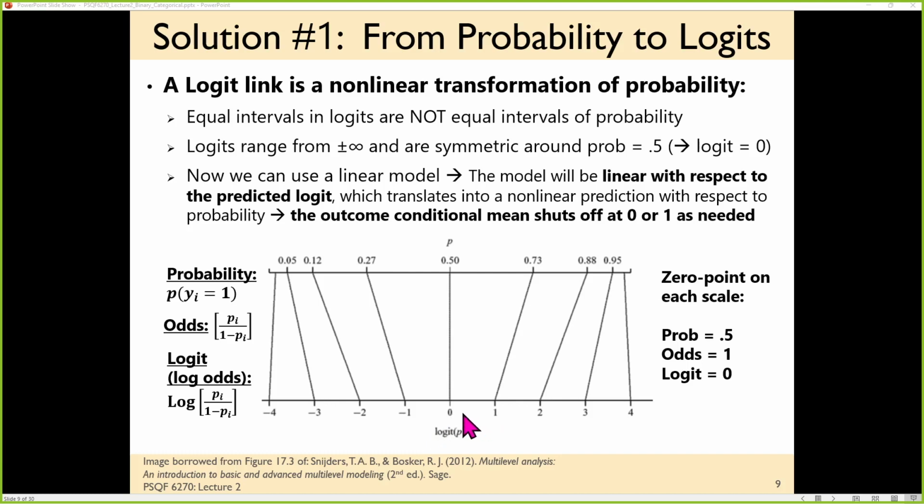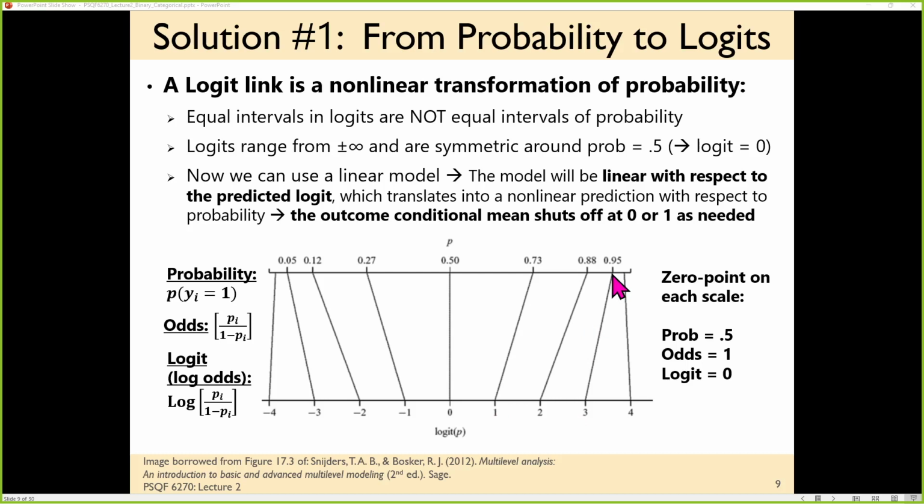So a 1 unit change in X is going to predict logit Y. And logits can go on forever and ever, so we don't have to worry about logits going out of bounds. But then when we back translate that logit into probability, the probabilities stay between 0 and 1 like they're supposed to.